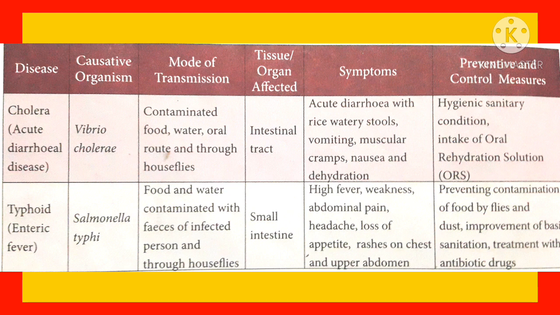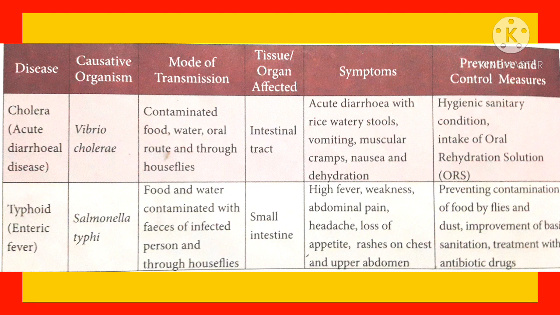So preventive measures. How to control this disease? Hygienic sanitary condition as well as intake of oral rehydration solution. First we have to maintain hygienic conditions. Second we have to take oral rehydration solution.